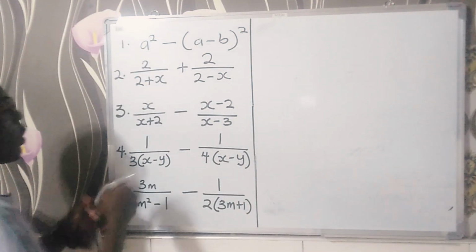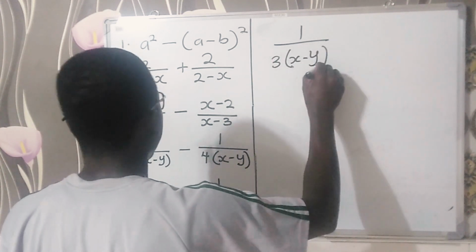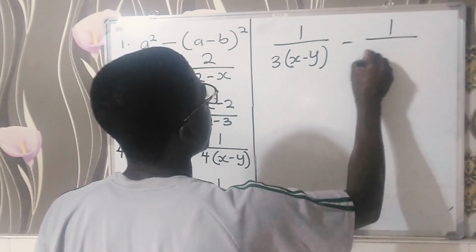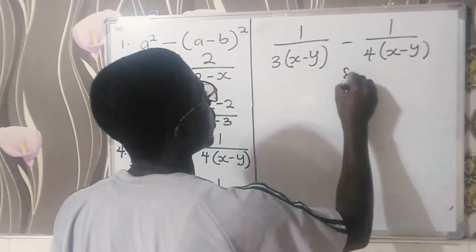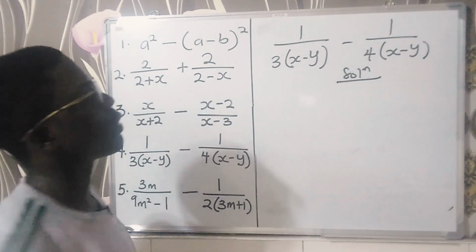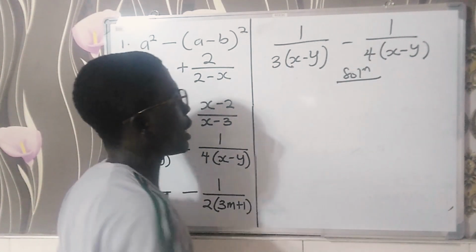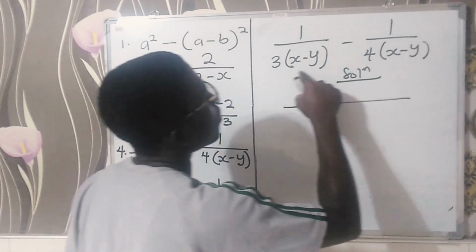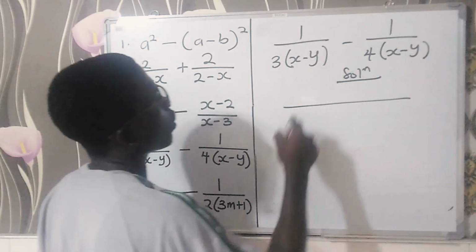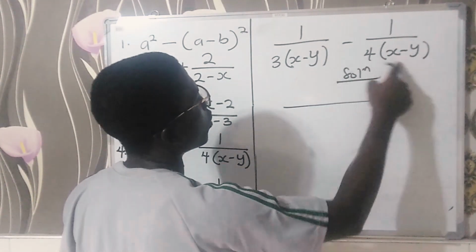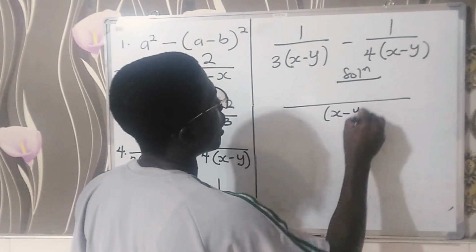Question 4. We have 1 out of 3 into bracket x minus y, minus 1 out of 4 into bracket x minus y. Good. We still find the LCM for these two because we have subtraction of fractions, and everything here should have its share in the LCM. We can see this and this are the same, so we don't repeat it, we maintain only one. So we have our x minus y here.